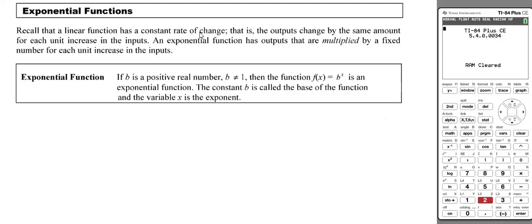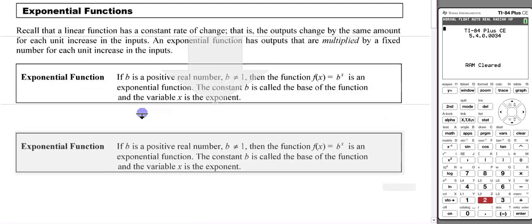Exponential functions. Recall that a linear function has a constant rate of change. That is, the outputs change by the same amount for each unit increase in the inputs. An exponential function has outputs that are multiplied by a fixed number for each unit of increase in the inputs. Let me show you an example of this.